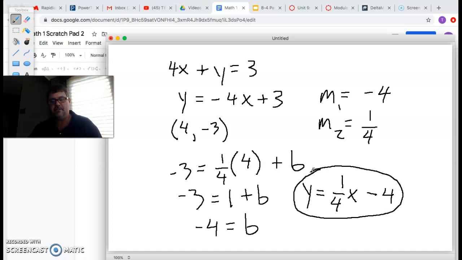And make sure it does what it's supposed to do. We have a slope of 1/4, y-intercept of negative 4. Well, it goes through that point. We made it. And that's what they wanted.